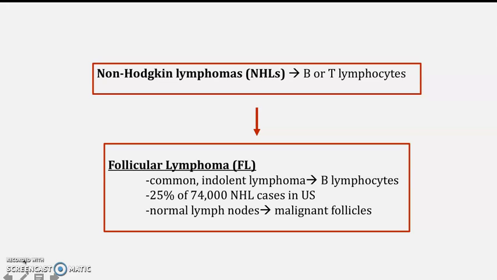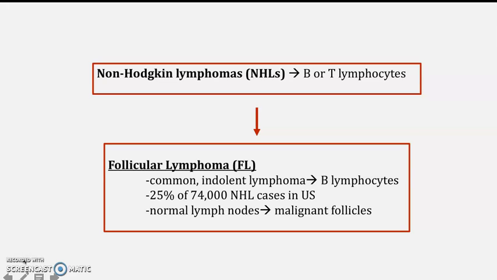Non-Hodgkin lymphomas, or NHLs, are a collection of cancers that are derived from B or T lymphocytes, and follicular lymphoma is a type of non-Hodgkin lymphoma that's specifically derived from B lymphocytes. It's a common indolent lymphoma. Indolent meaning that it's treatable over the course of the patient's life, and it's typically non-life-threatening.